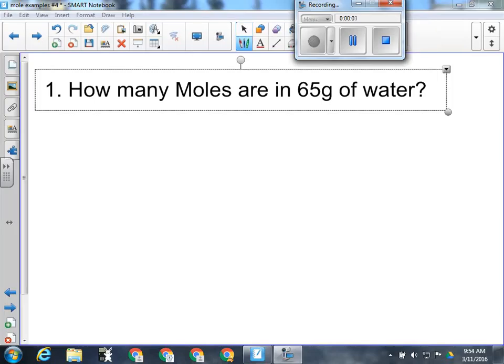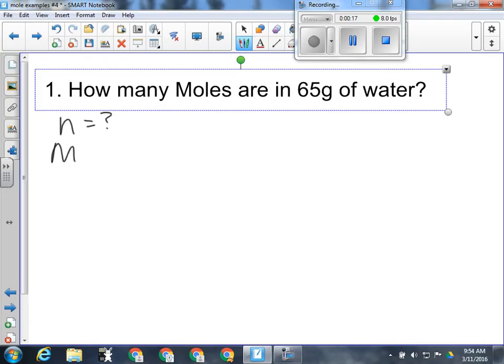Question number 1. We're looking for the number of moles, which is little n, for water. These four are exactly how they're going to look on your test. I don't give you the formula, I give you the name. Water, well, that's an easy one.